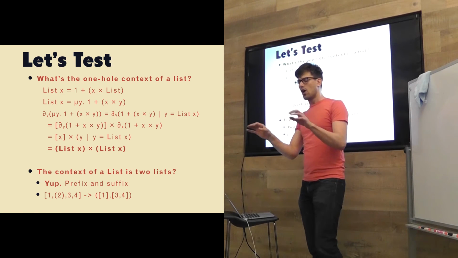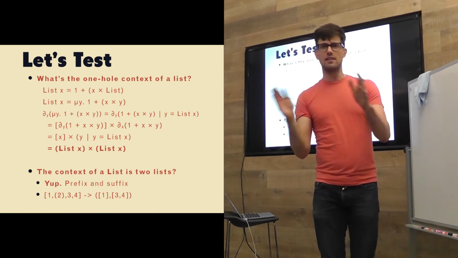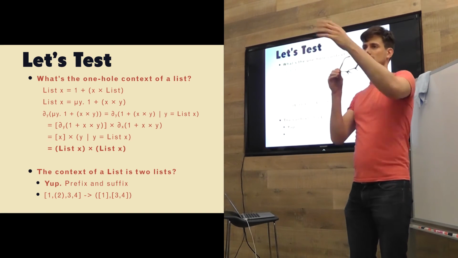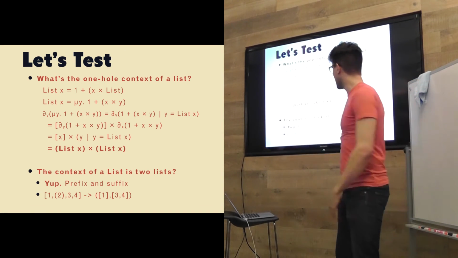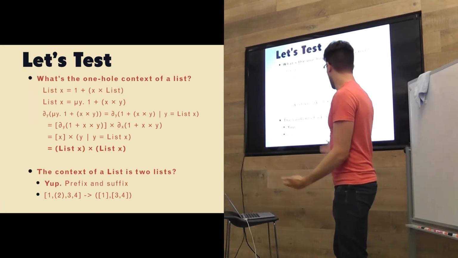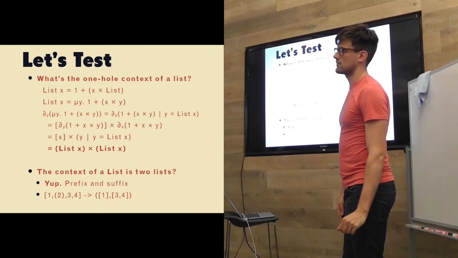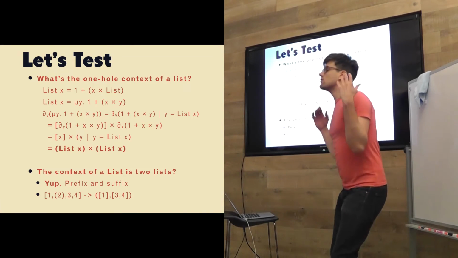Now does this make sense? Does it make sense to say that a hole in a list is a product of two lists? Why does that make sense? Anyone want to shout it out? Exactly. It's the prefix and the suffix. But it's worth pointing out that the list that comes before it, all the pointers are pointing to the left. Like they're pointing the opposite way. They're pointing away from the hole.